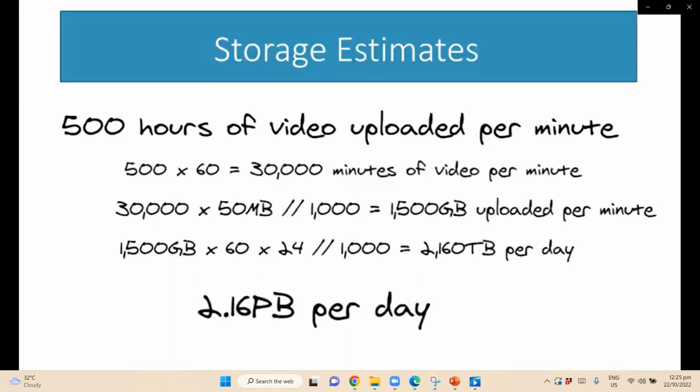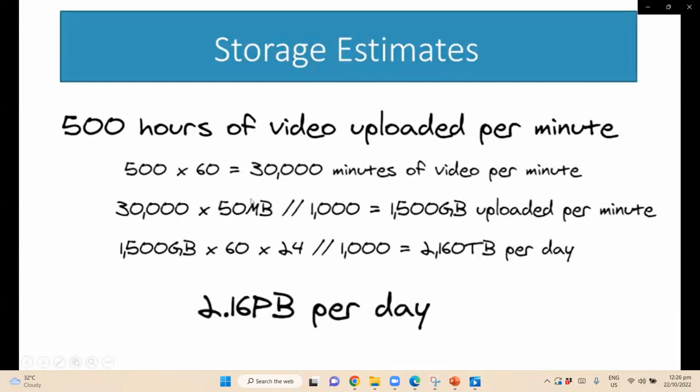So storage estimates, using that amount uploaded per minute, we can calculate the total amount of data that YouTube, or our app in this case, is going to need for storage every day. First thing we do is convert 500 hours per minute to minutes per minute. Kind of confusing, but we take that 500 times 60, so we're getting 30,000 minutes of video every minute the website is up.